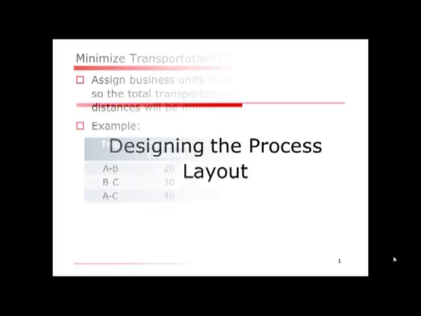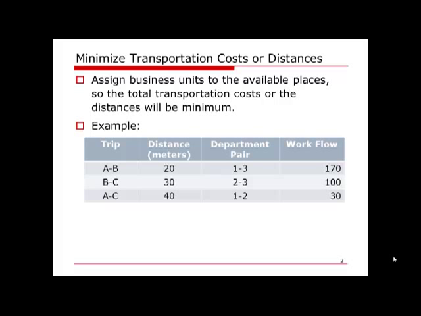Now the first example, we're trying to minimize the transportation cost or distance. Here we have three locations, A, B, and C, and three departments, 1, 2, and 3. The question asks us, how should we allocate these three departments, 1, 2, and 3, to the three available locations, A, B, and C, so that the overall transportation cost is minimized.